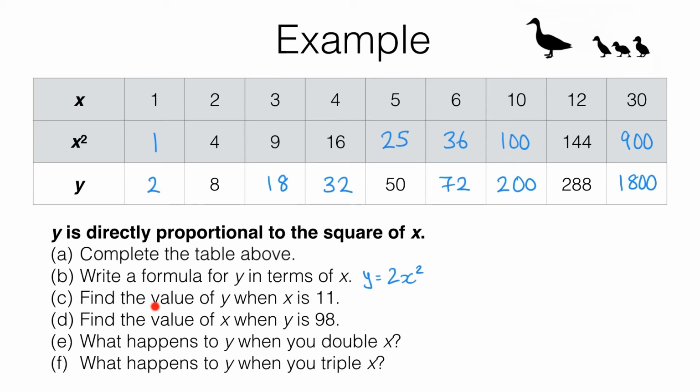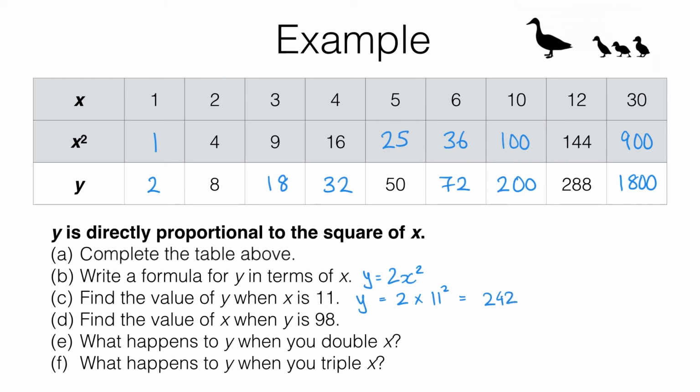Let's move on to question C. We need to find the value of y when x is 11. Well, we can simply substitute x equals 11 into this formula. So y would be 2 multiplied by 11 squared. So that's 2 multiplied by 121, which gives us 242.